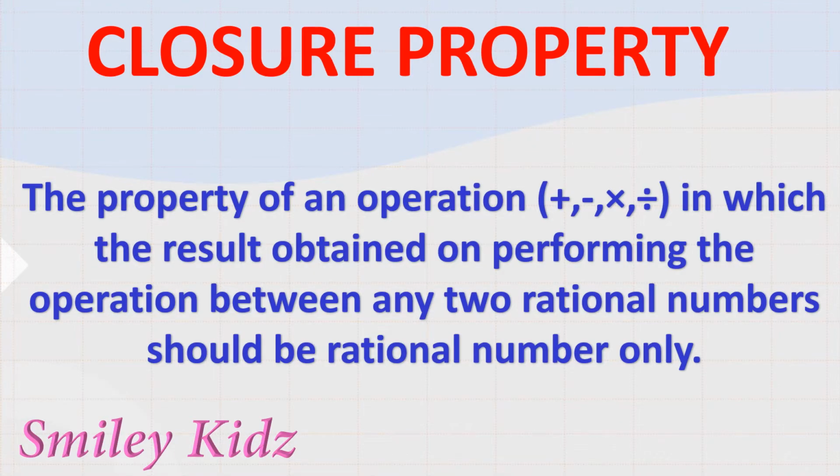What is closure property? The property of an operation, that is addition, subtraction, multiplication or division, in which the result obtained on performing the operation between any two rational numbers should be a rational number only. I repeat, the property of an operation, that is addition, subtraction, multiplication or division, in which the result obtained on performing the operation between any two rational numbers should be a rational number only.